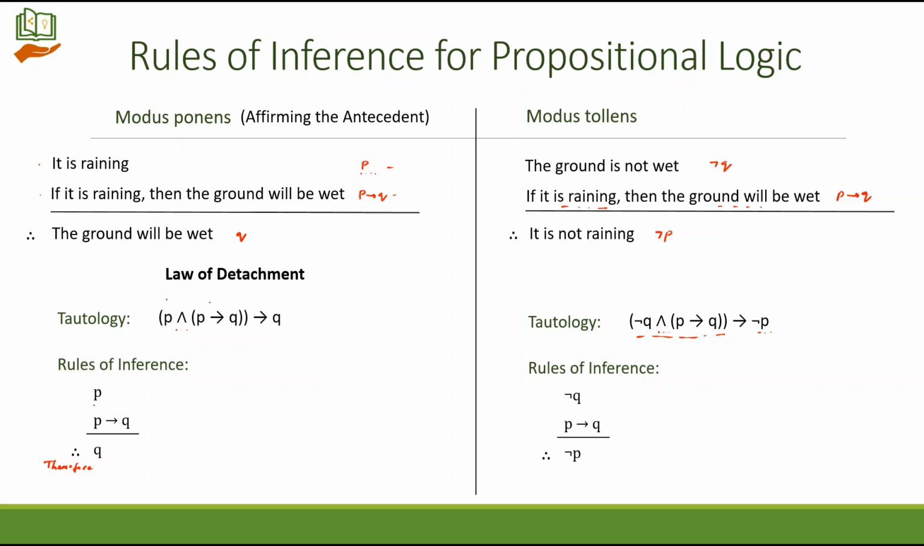Now we have a term called affirming the antecedent in the case of Modus Ponens. What about Modus Tollens? It is denying the consequent. "The ground is wet" is actually the consequent, while this particular statement or proposition is the antecedent. We are making this true, so it is affirming the antecedent. Here we are negating this particular statement, so we are denying the consequent. By denying the consequent, what are we actually getting in the conclusion? We are denying the antecedent too. So this is the other term for this particular rule of inference.